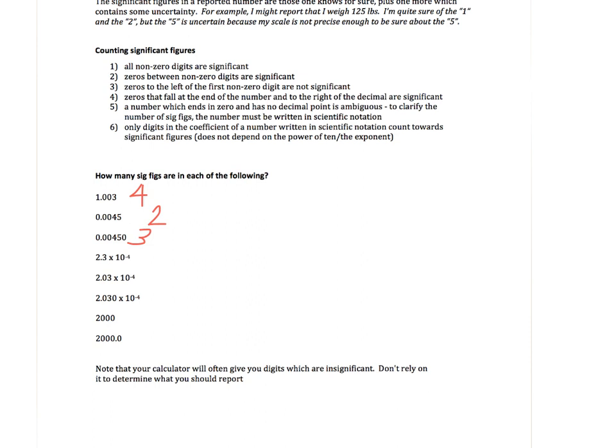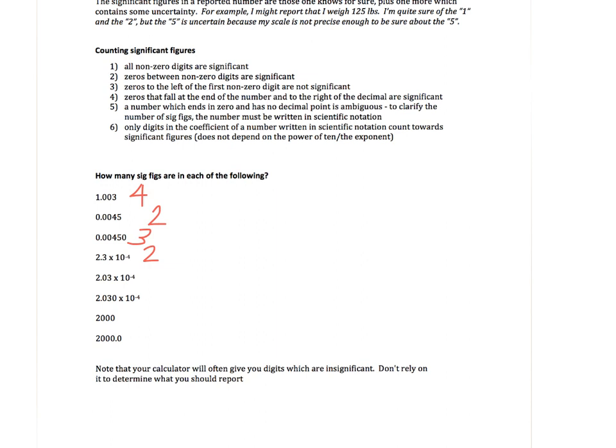If we look at the next example, we've got something now in scientific notation. And we need to look at this rule here: only digits in the coefficient of a number written in scientific notation count toward the sig figs. So this part here is the coefficient. This is the exponent. So we don't need to look at the exponent in order to count the sig figs. It matters because it tells us how big the number is, but the sig figs are only going to be determined by the coefficient. So we look at the 2 and the 3, and we say all non-zero digits are significant, and so we end up with 2 sig figs there.